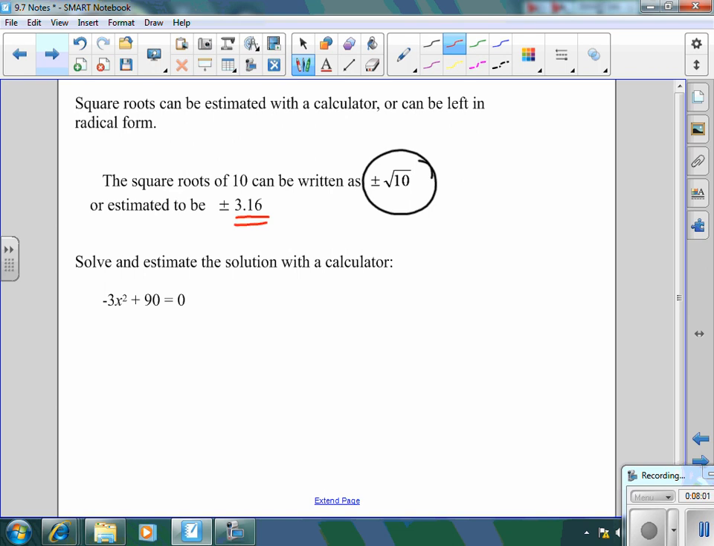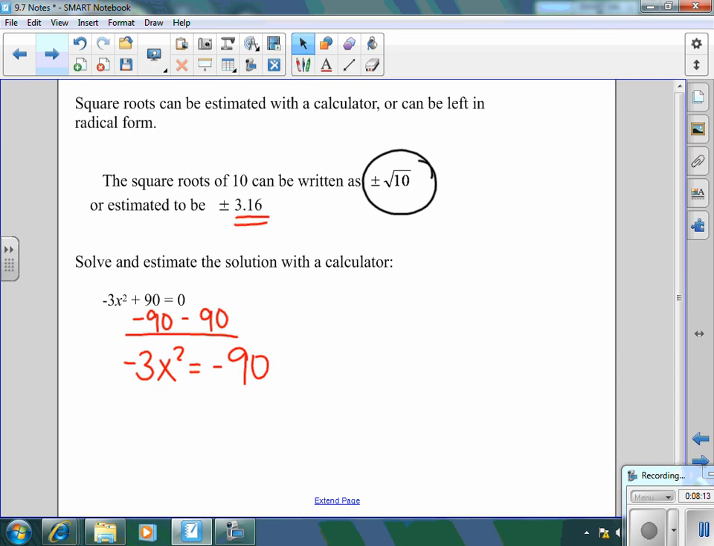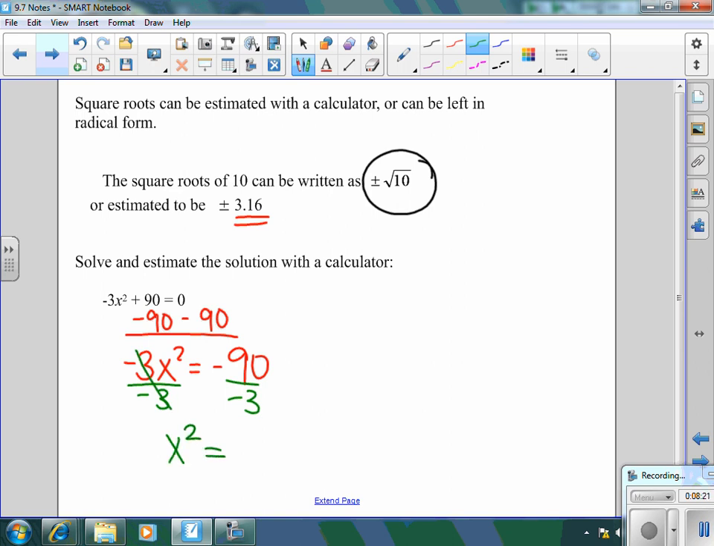So let's do the next one. Same steps. We want to get x squared by itself before we can take the square root. Don't freak out about the negatives, because sometimes they work themselves out. I divide both sides by negative 3. I get that x squared has to equal 30. Not a perfect square, so we know we're going to get a decimal in our answer.